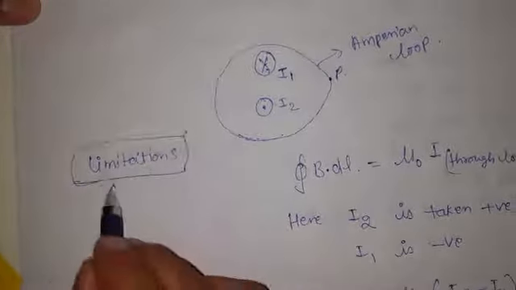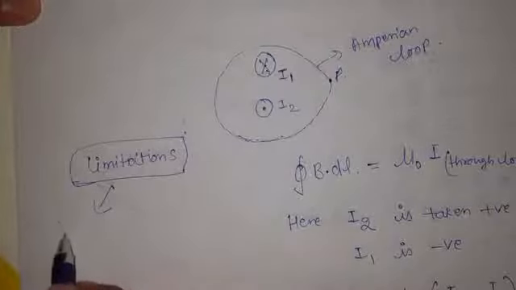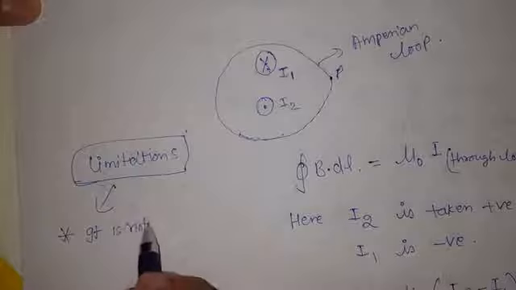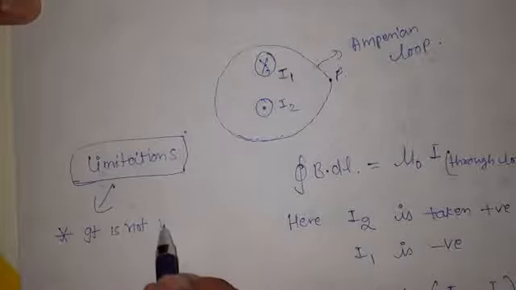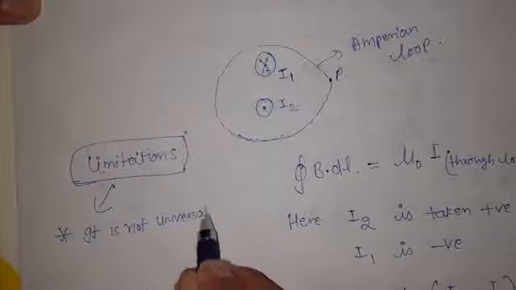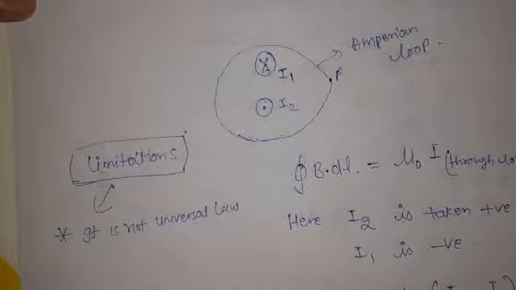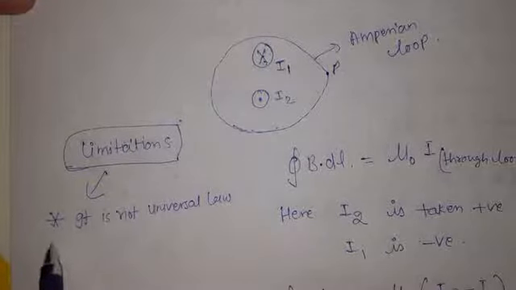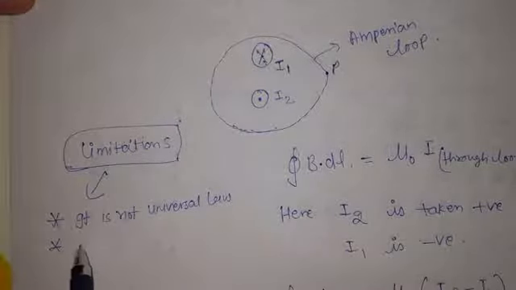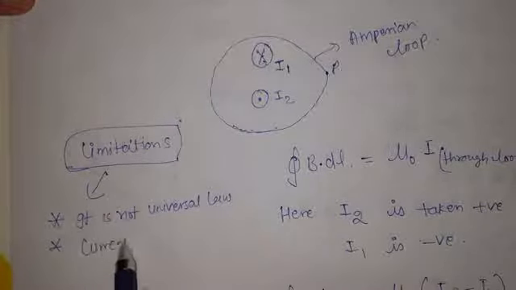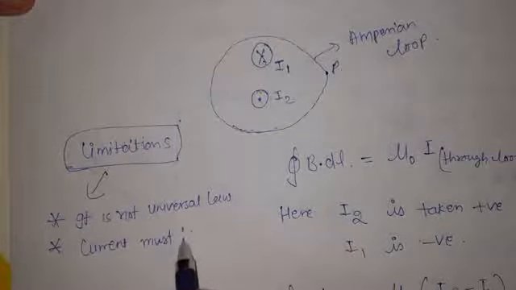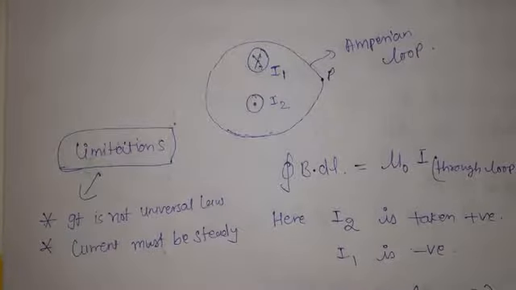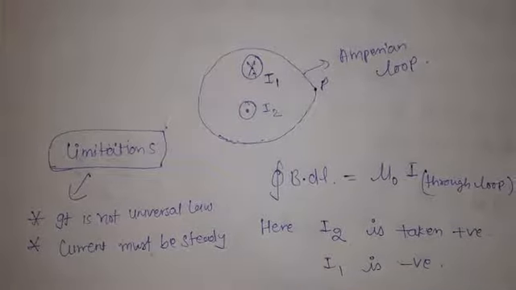The limitation is that it is not universal. Okay, so therefore you cannot use it everywhere. It is not a universal law. That's why it is said that it is useful, but not that it is useful everywhere. Okay, the second thing over there is that the current must be steady. Okay, so only in that condition we can apply this Ampere circuit law. Okay, so these are the limitations for Ampere's circuit law.